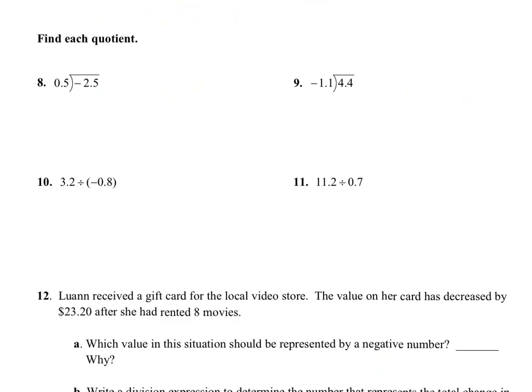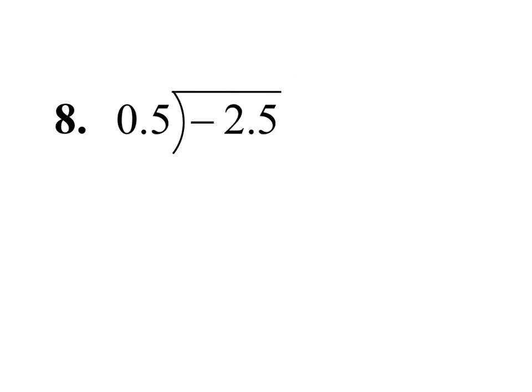So numbers 8 through 12, your instructions are to find the quotient. So we're doing division problems here, and division problems with decimals. So anyway, here we go, number 8. Here I've got negative 2.5 divided by 0.5.